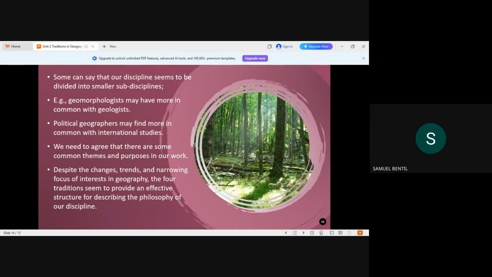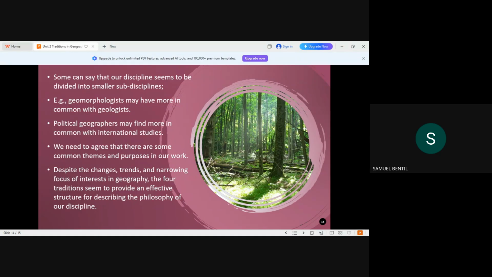So some can say that our discipline seems to be divided into smaller subunits. Yes, each and every broad area has subunits. Physical geography, or earth science, has subunits such as geomorphology, geology, hydrology, oceanography, a number of them. Human geography also has a lot that you can learn under it: settlements, cultures, festivals, a number of things. So if one says that the subject geography has subdivisions, it is not new. It's part of the subject.